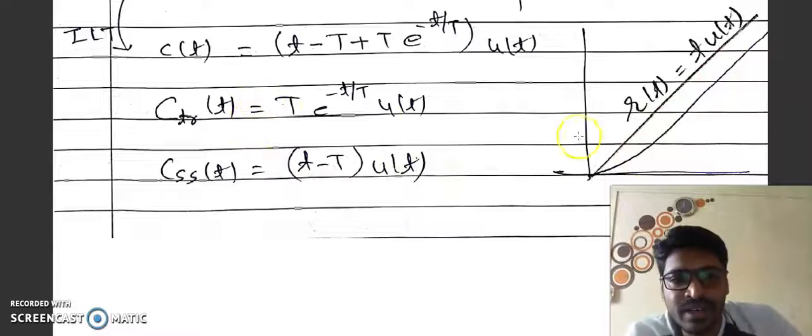So again we can see the response. There are two states: once it is perfectly following the input, it will be your steady state, and before that it will be the transient state.